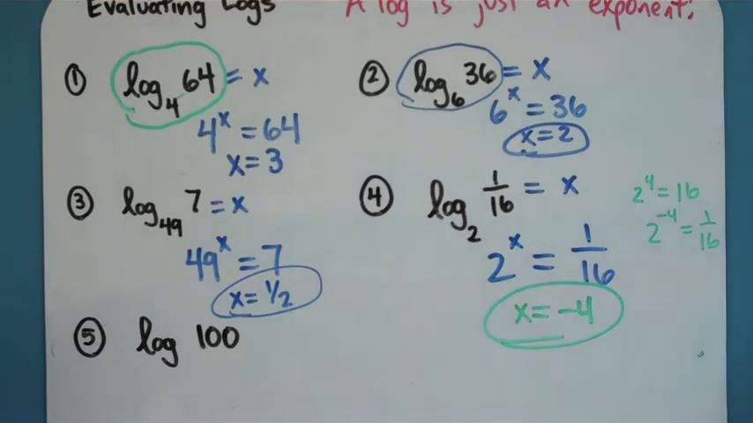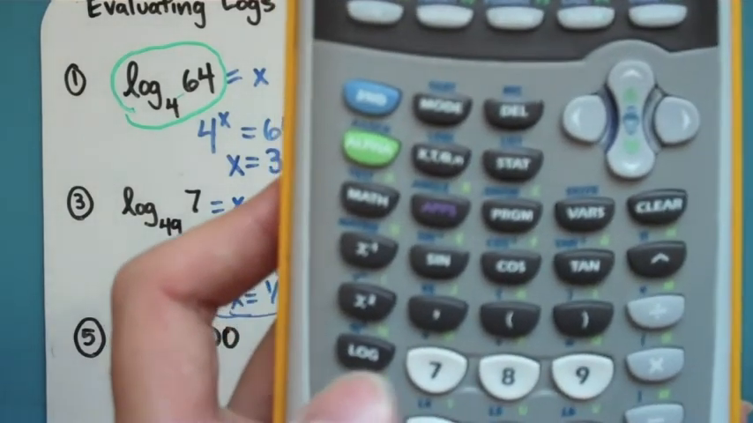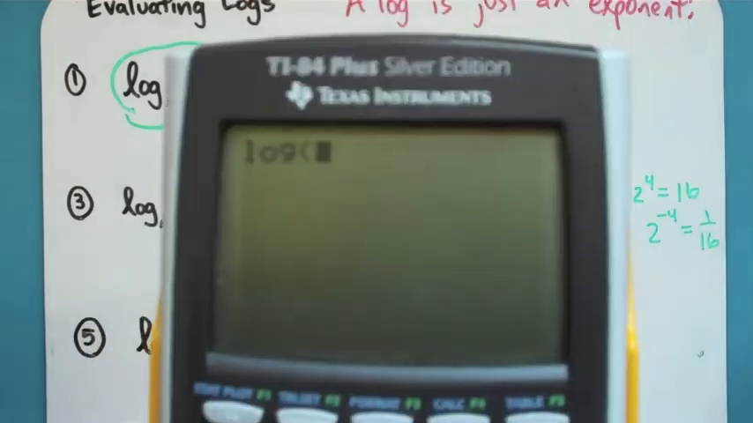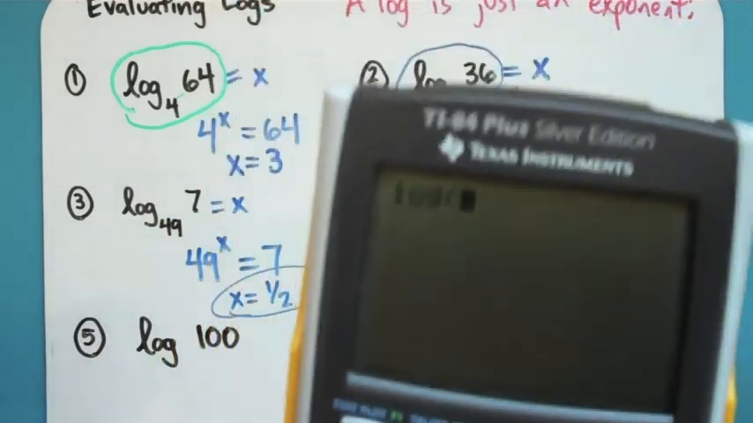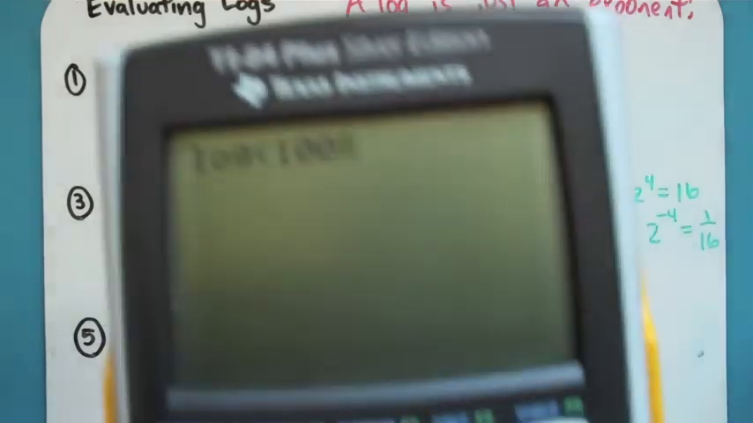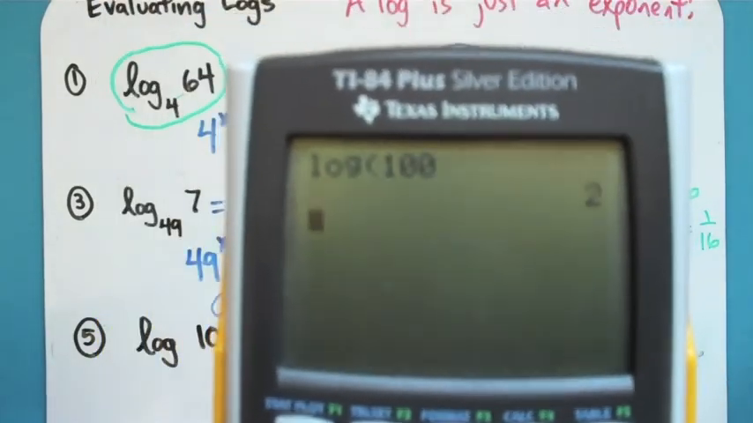My last problem in the video here, I have log of 100, but there is no base right here at all. It's just log of 100. So there is actually a log key on your calculator here. It's right next to the 7 button. So I'm going to hit that log button. You'll see it on the screen. Again, there's no base on this. And if I type in log 100, it's going to tell me 2.